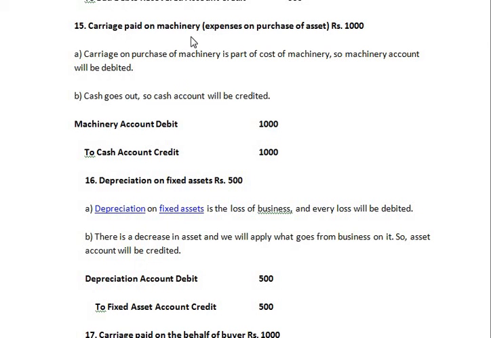Carriage paid on machinery, that is expenses on purchase of assets, 1,000. Machinery account debit to cash account. Machinery is coming in. How? Cash is going out. Depreciation on fixed assets. Depreciation account debit to fixed assets account.